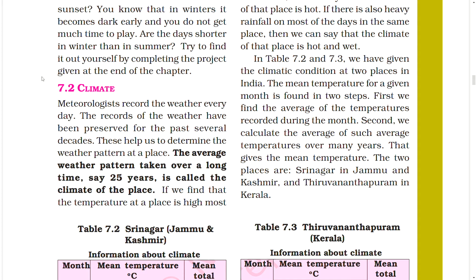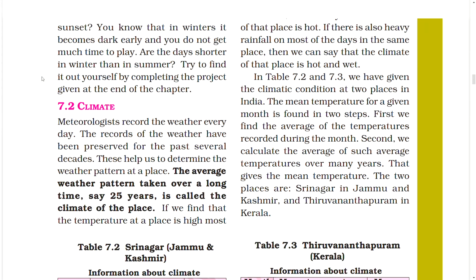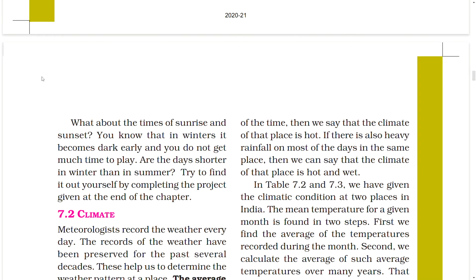If we find that the temperature at a place is high most of the time, then we say that the climate of the place is hot. If there is also heavy rainfall on most of the days in the same place, then we can say that the climate of that place is hot and wet. In the tables, we have given the climatic conditions at two places in India.